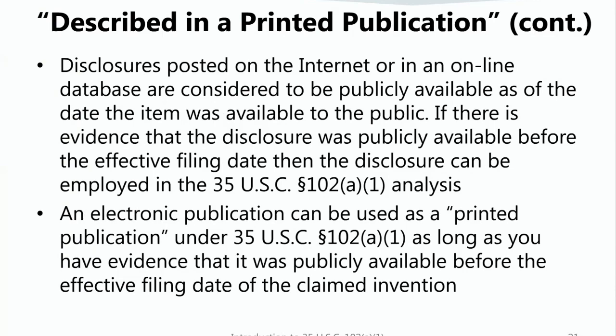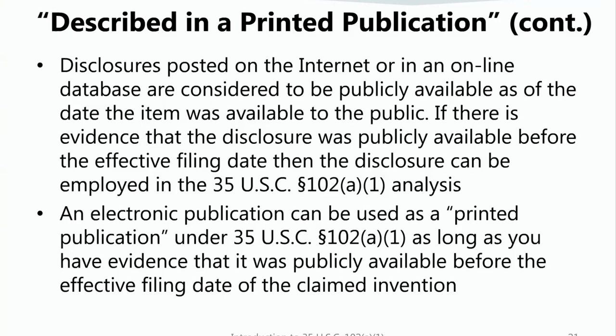An Internet posting can be considered as a printed publication as of the date that it was made available to the public on the Internet. Sometimes it can be difficult to find the date that a posting was publicly available, but you need to have evidence of such a date. An electronic publication can be used as a printed publication under 35 U.S.C. Section 102(a)(1) as long as you have evidence that it was publicly available before the effective filing date of the claimed invention. However, if you locate a web page on a given date and record the date you print the web page on it, then that date is sufficient evidence of at least the date you printed that web page for any applications having an effective filing date after that date.